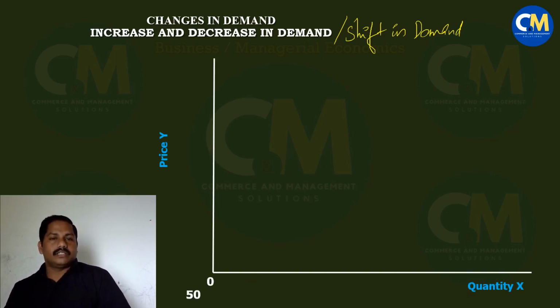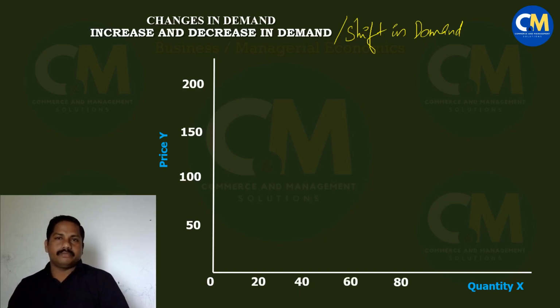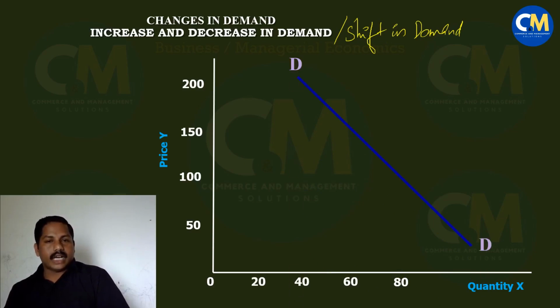See, this is the graph, price on the y-axis and scaling is 50, 100, 150 and 200, and on the x-axis quantity 20, 40, 60 and 80. Then as usual, draw the demand curve. As per the law of demand, the demand curve is downward sloping. Then identify a particular point to understand the increase and decrease in quantity demand. Here the demand curve name is DD.